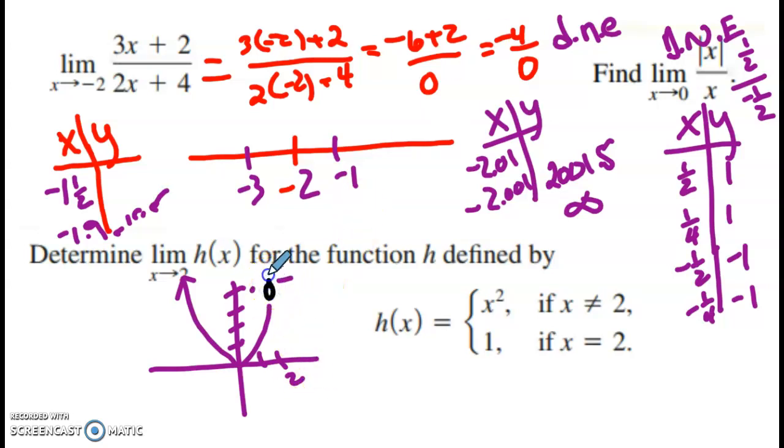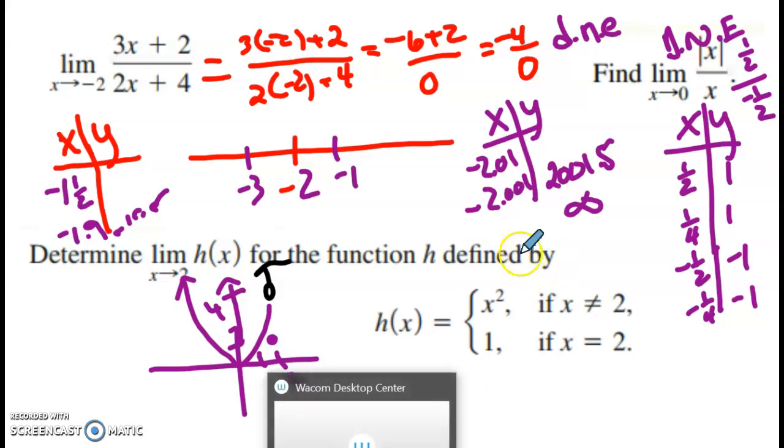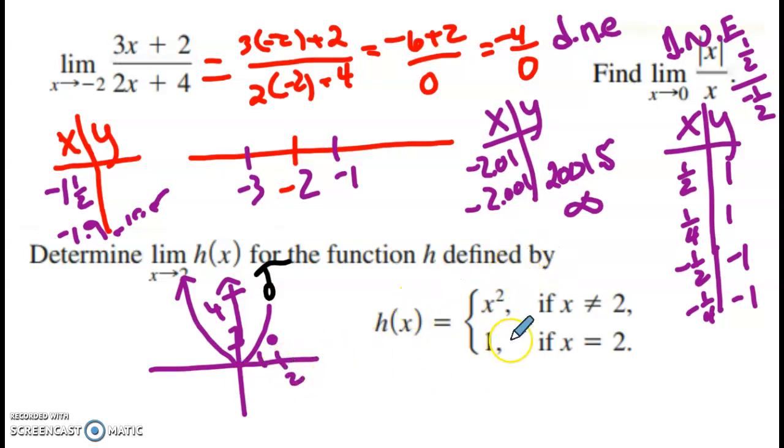Okay, there's going to be a hole there. When x is anything other than 2, it's fine, it's x squared. But when x is 2, instead of it being 4, it's going to be 1. This is what that function looks like. When x is 2, my y coordinate is 1. Otherwise, when x is anything else, it's going to be x squared.